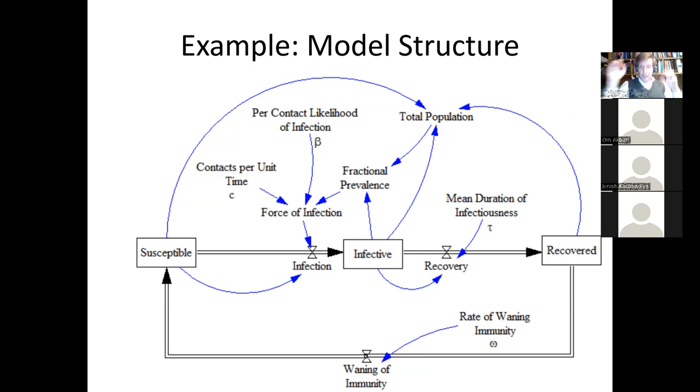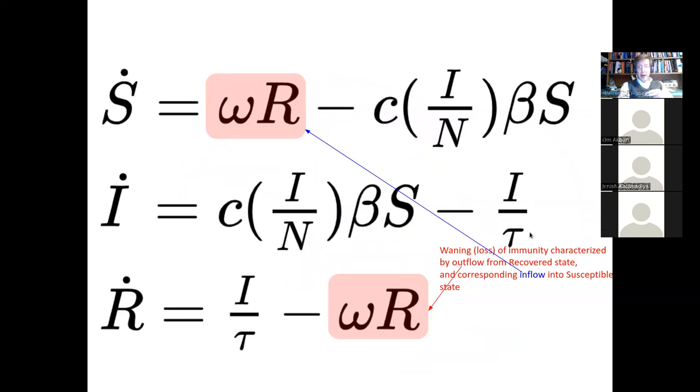Let's ask, so we talked about the basic reproductive number. What's the effective reproductive number? Well, at this time, whenever it is, not at some time where everyone else is susceptible, it's right now, given the number of people that are susceptible right now, how many people will they infect before they recover? And for the models we're dealing with, it'll be C times beta times tau times the fraction susceptible right now.